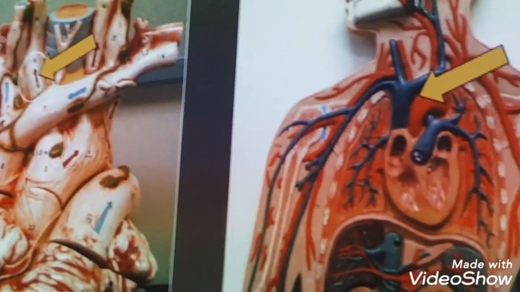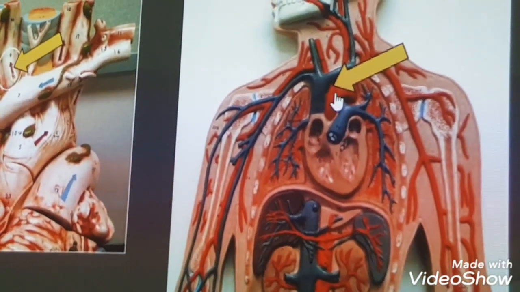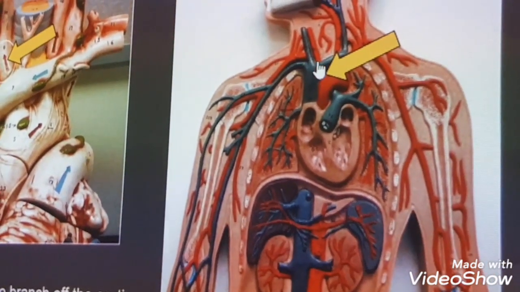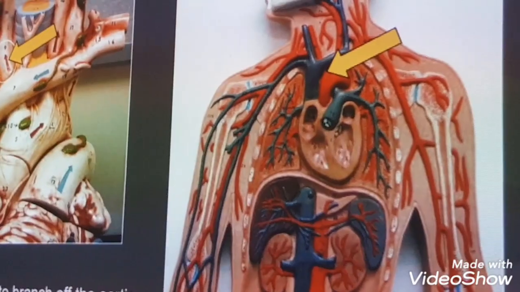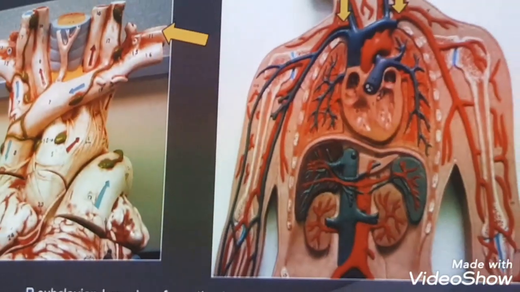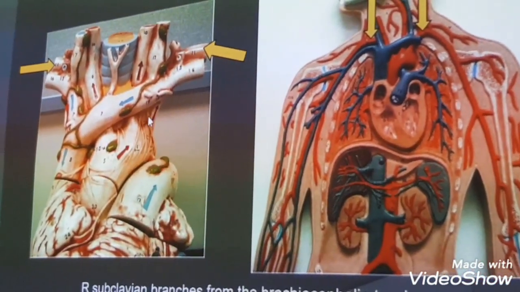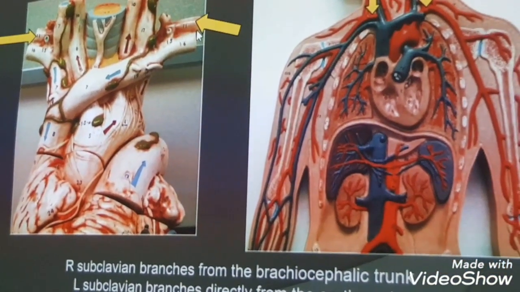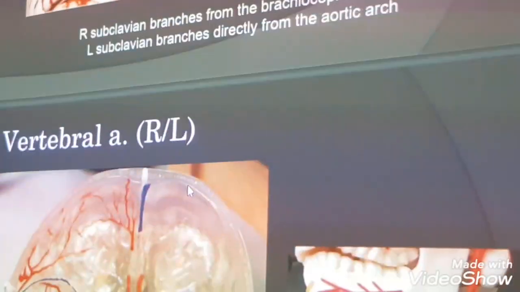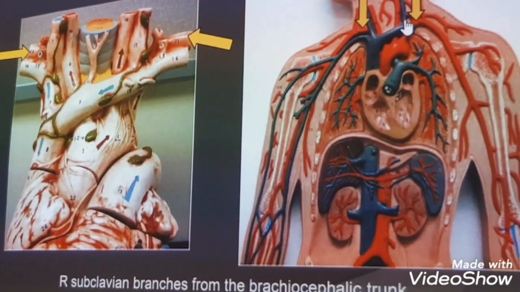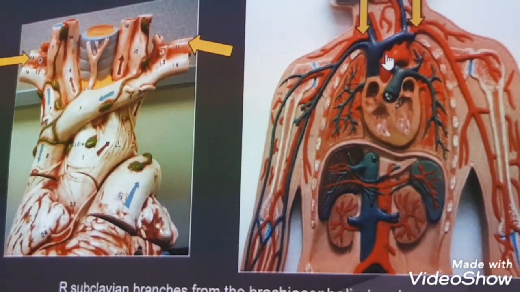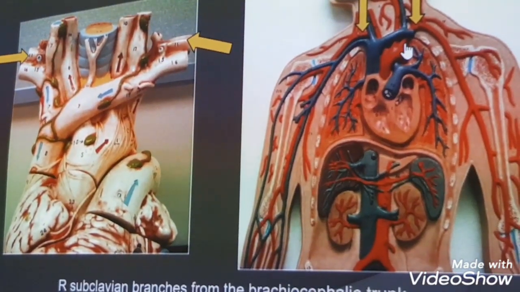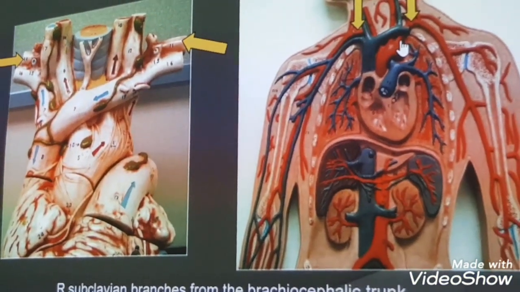It's not very easily seen on this model. However, you can see the first branch, brachiocephalic, is right here. The subclavian is that third branch right here. And your common carotid would be in the middle. We're going to go over that. So brachiocephalic, left common carotid, and left subclavian, if we were to label it that way.